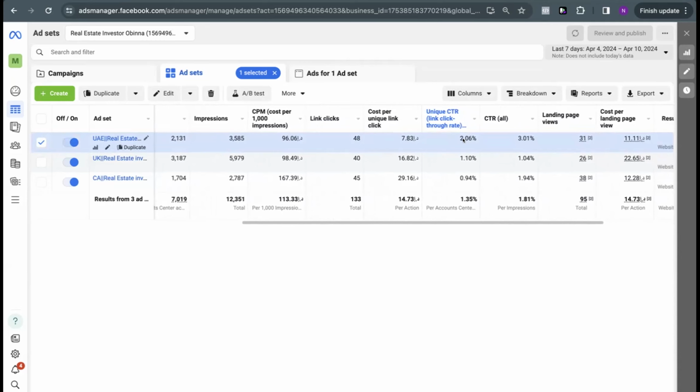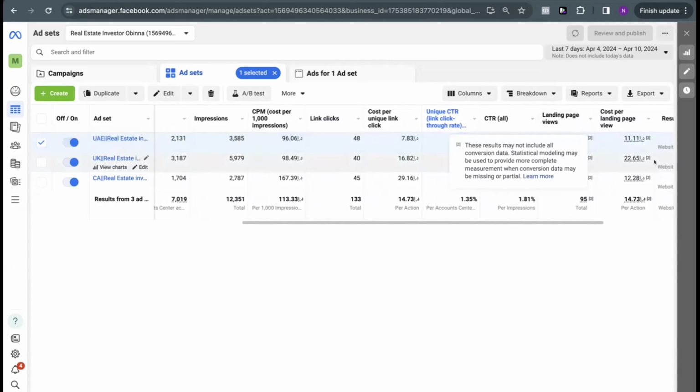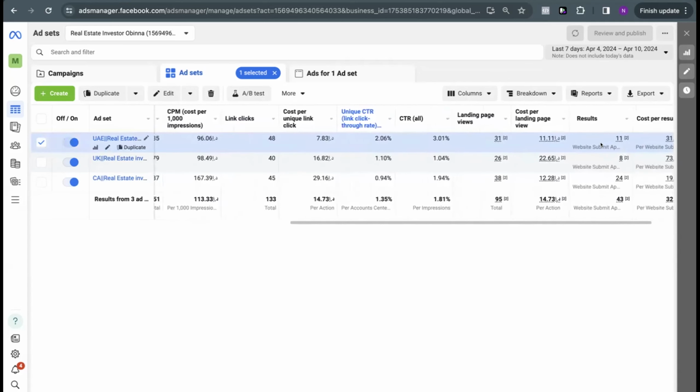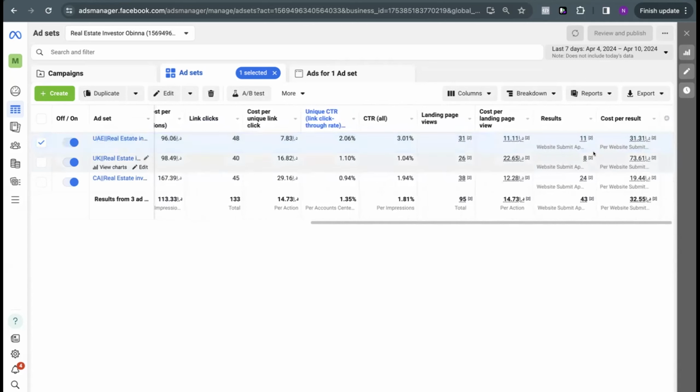But every time you increase that percentage by 1, that means another 20 or 30 people hitting your website, which is a good thing because more people have the opportunity to opt in. So out of this, we had 31 landing page views. And of those landing page views, we got 11 leads. That means 11 people submitted the form, and 1/3 of the people who landed on the site actually became leads, which is pretty good.